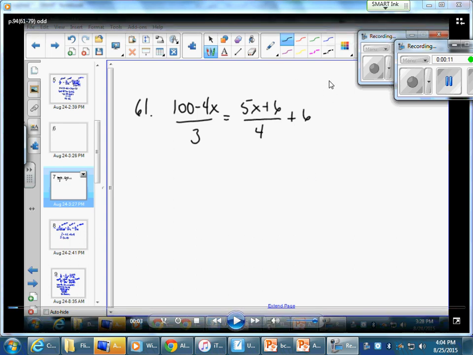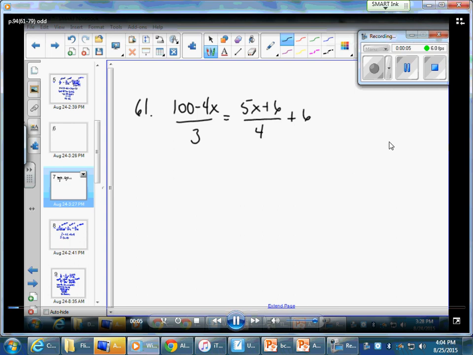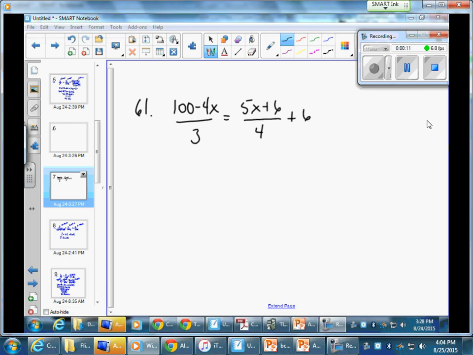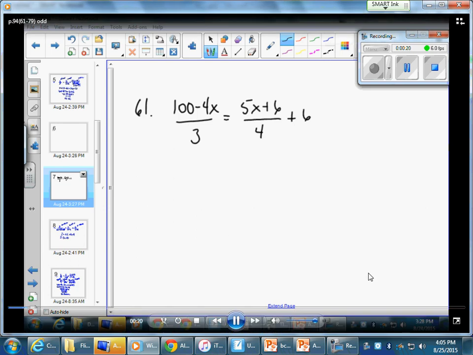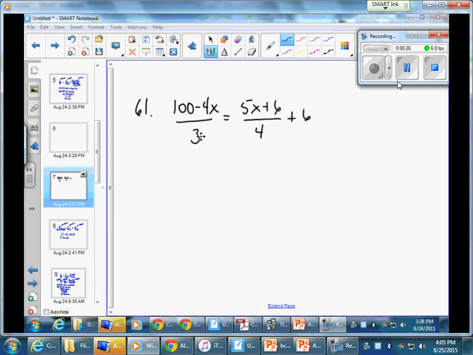This is problem 61. 100 minus 4x over 3 is equal to 5x plus 6 over 4 plus 6. So the first thing we want to do as we're looking at this problem is see what number all of the denominators can go into. I have 3 on the bottom and 4 on the bottom, so I need to find a number that both 3 and 4 will go into. The first number that both 3 and 4 will go into is 12.